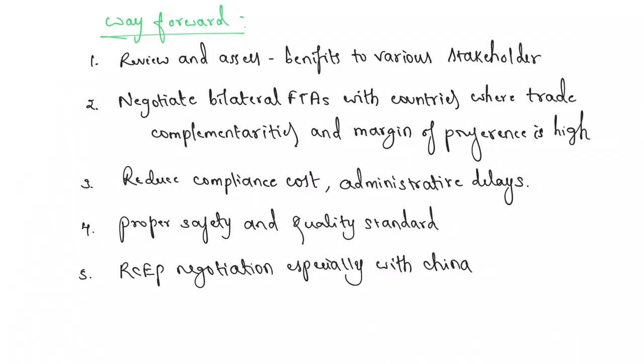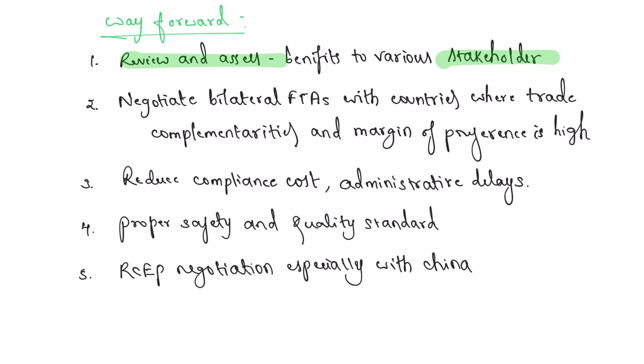Some of the suggestions or the way forward. The first one is review and assess. We have to review and assess the existing free trade agreements in terms of benefits to various stakeholders, and also we have to change the trade patterns before signing new ones, and we have to take all the stakeholders into account, that is farmers, industries, and many other trading blocks.